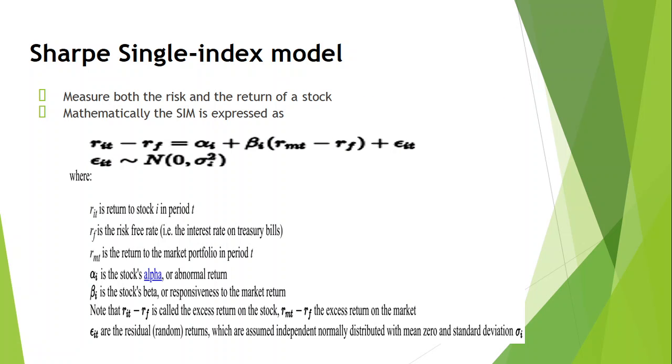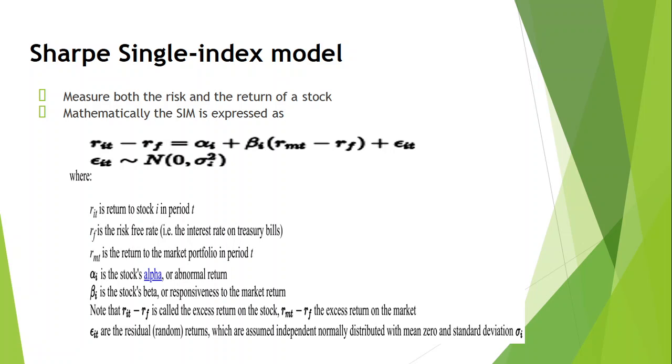Sharpe single index model is a simple asset pricing model to measure both the risk and the return of a stock. The model was developed by William Sharpe in 1963 and is commonly used in the finance industry. Mathematically, the SIM, in simple words we call it the single index model, is expressed as RIT minus RF is equal to AI plus BI into RMT minus RF plus EIT.